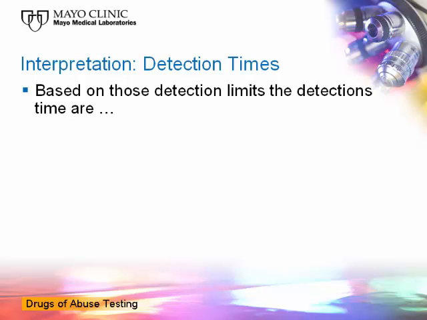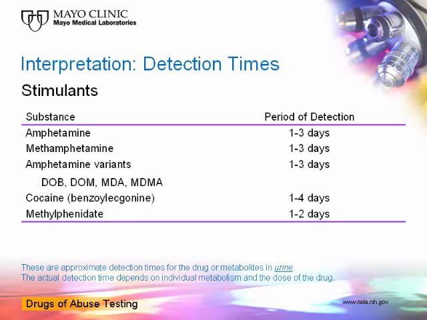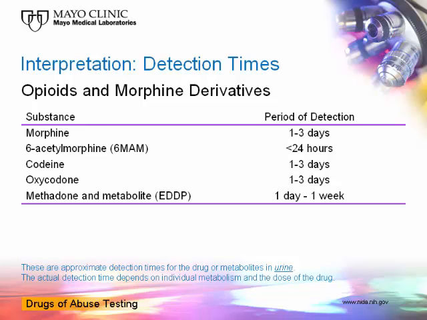Now that we have those screening cutoffs, based on those detection limits, the times that we can detect drugs are as follows. For the stimulant drugs, including amphetamine, methamphetamine, some of the amphetamine variants, including MDA and MDMA, remember ecstasy, cocaine and methylphenidate or Ritalin, it usually averages about 1 to 3 days. If you look at the opioids and the morphine derivatives, the heroin metabolite 6-acetylmorphine is less than 24 hours, but morphine, codeine, and oxycodone are about 1 to 3 days.